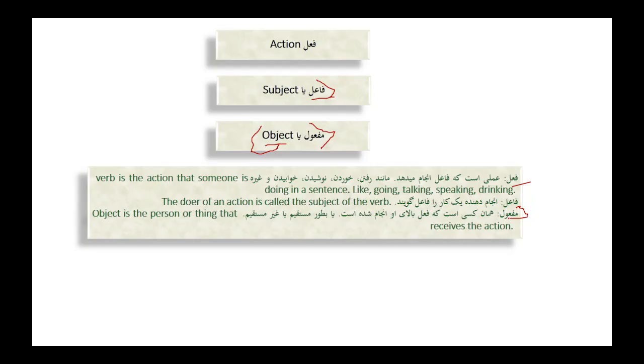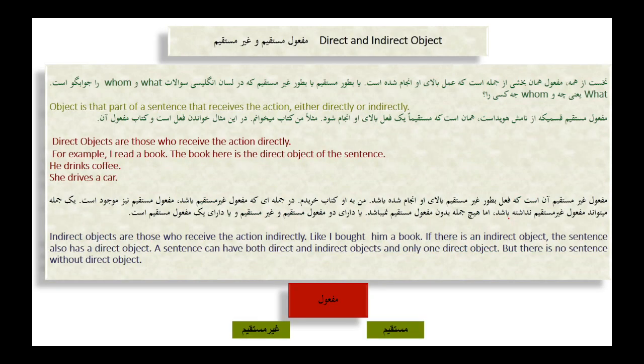So we got two types of object, right? Direct and indirect. So let's see what is direct and indirect. What are these?